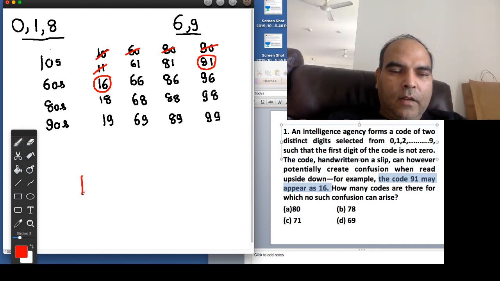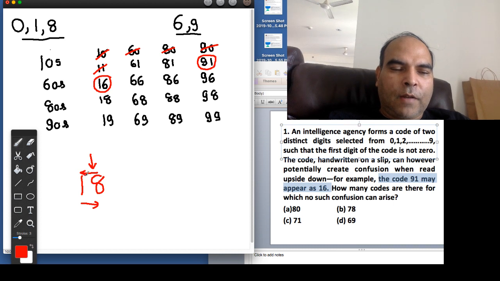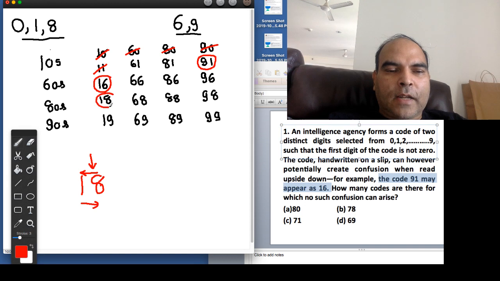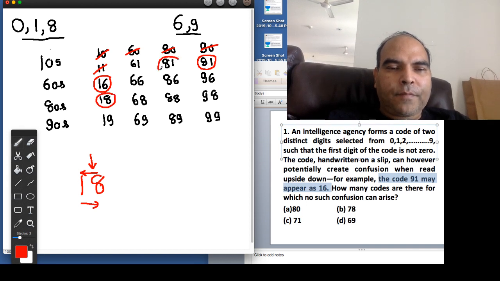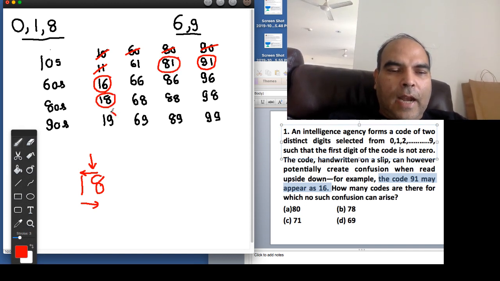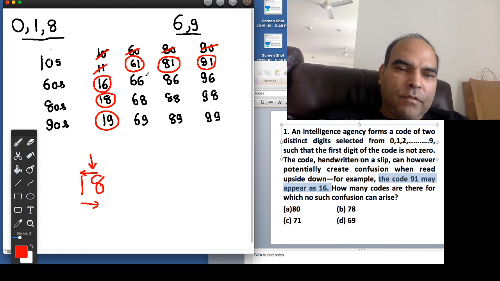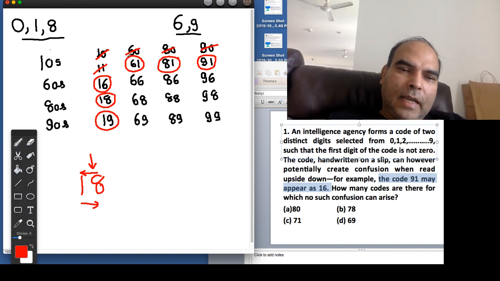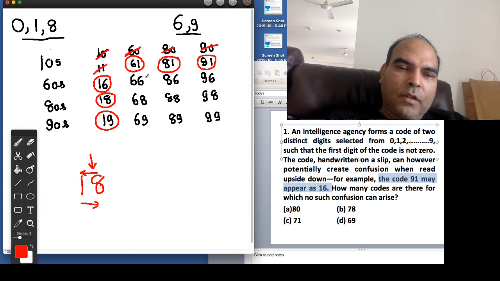So if you look at 18, 18 will cause a confusion of looking like 81 if you look at it upside down, because if you invert the page, the left to right will become 8 on the left and 1 on the right. So 18 and 81 is another pair which causes confusion. And you can start thinking 19 and 61 also, because 9 looks like 6. Right? So that's 6 numbers which are causing confusion. 60, as I've already said, will not cause a confusion.